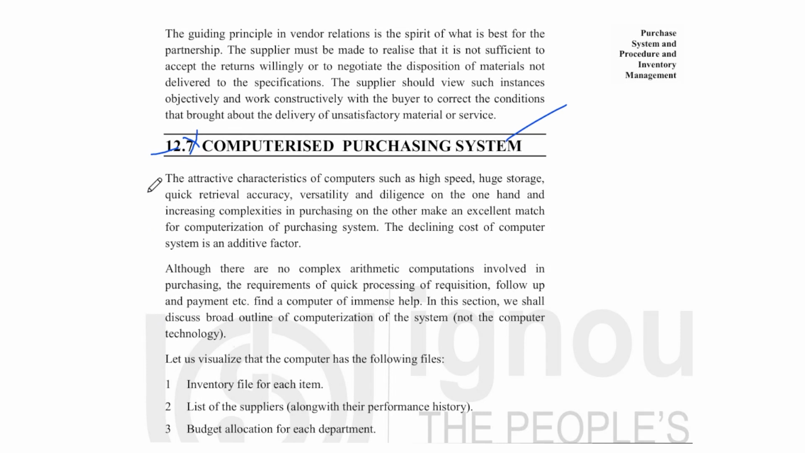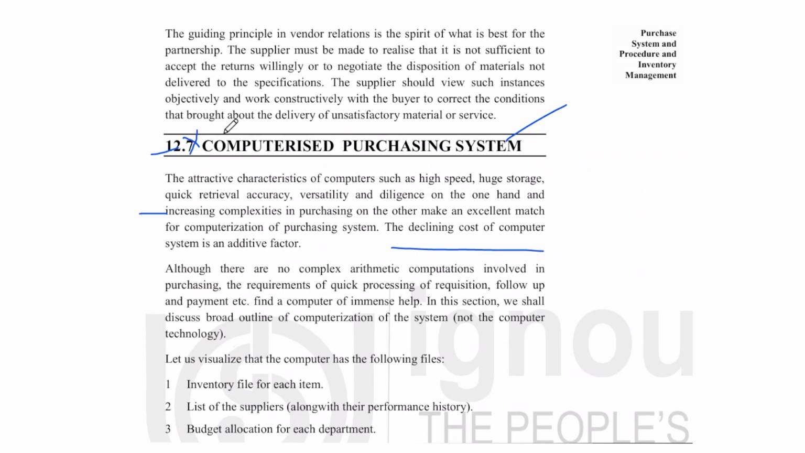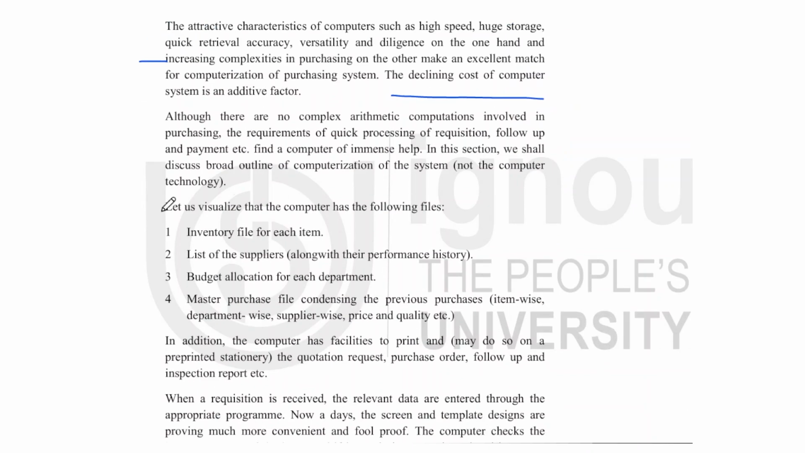The attractive characteristics of computers, such as high speed, huge storage, quick retrieval, accuracy, versatility, and diligence on the one hand, and increasing complexities in purchasing on the other, make an excellent match for computerization of the purchasing system. The declining cost of computer systems is an additive factor. And nowadays all technologies are improving, so computerized purchasing is easier.